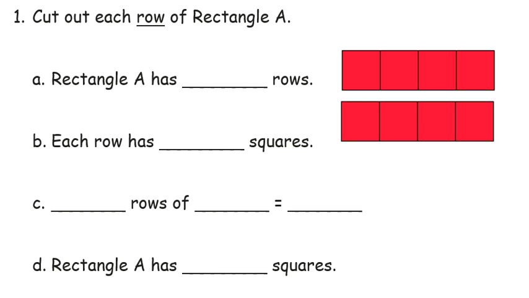Now let's answer the questions. First one says rectangle A has blank rows. Well, you can see it has two rows. And again, we count rows as going across horizontally. Each row has 4 squares. So 2 rows of 4 is equal to 8 squares altogether. So rectangle A has 8 squares.